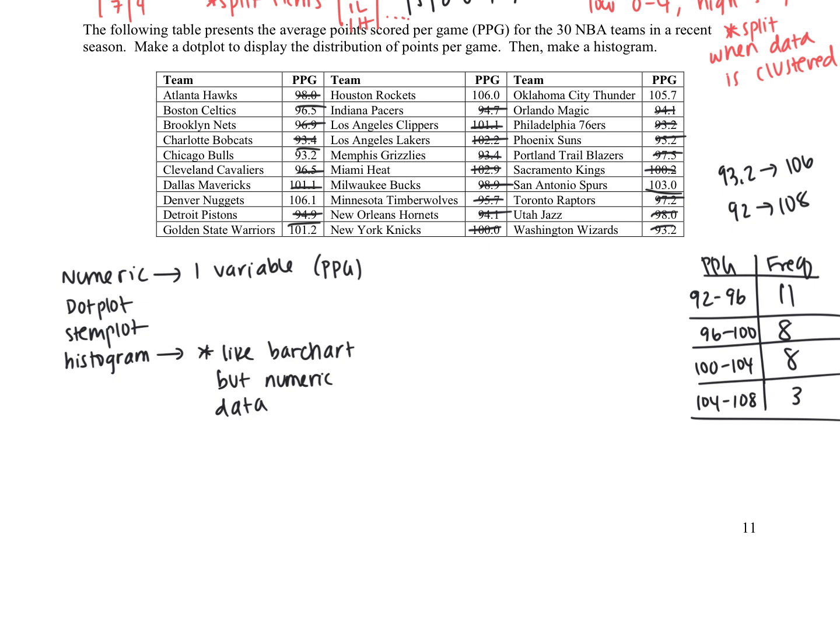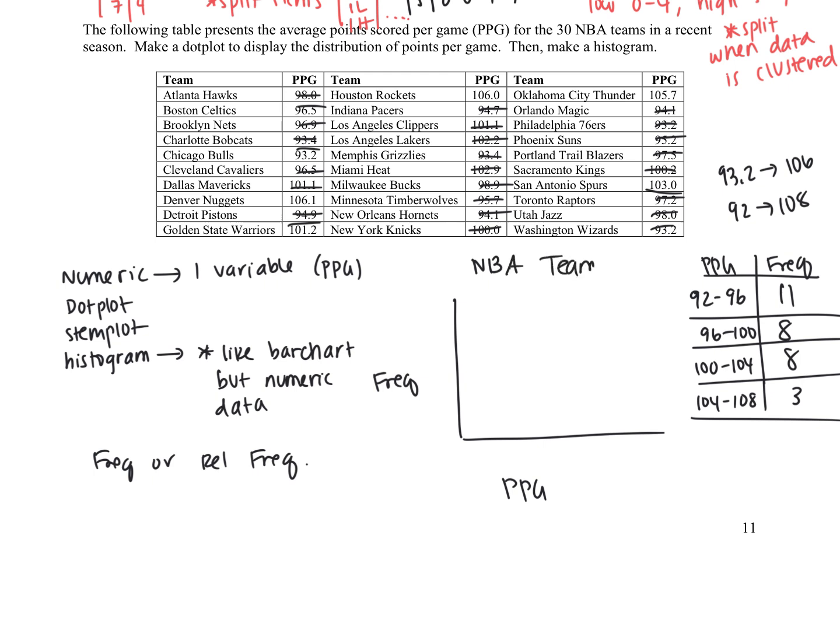Okay so far? Okay, so then there's 2 things you can do with this histogram. You can use frequency or relative frequency, whichever one you want. Because I didn't tell you, you can pick. I'm going to pick frequency because I'm lazy and I don't want to have to calculate relative frequency. So, the x-axis represents the points scored per game. And then the y-axis is frequency. I'm going to put a title like NBA team scores.